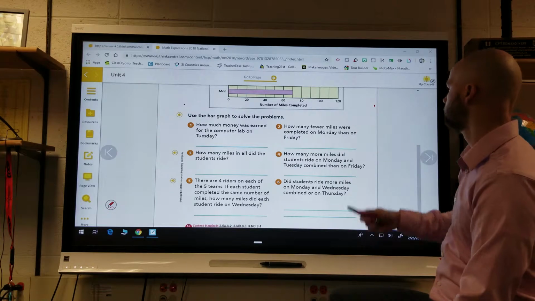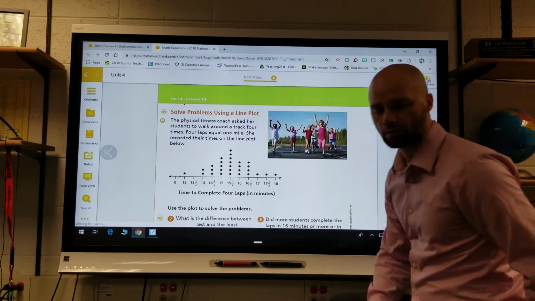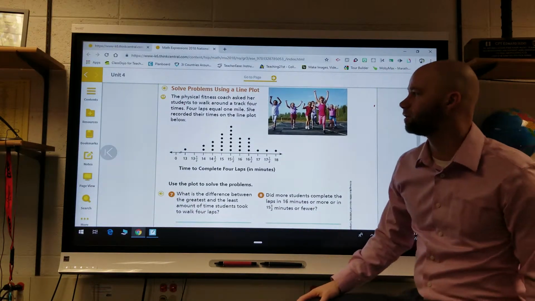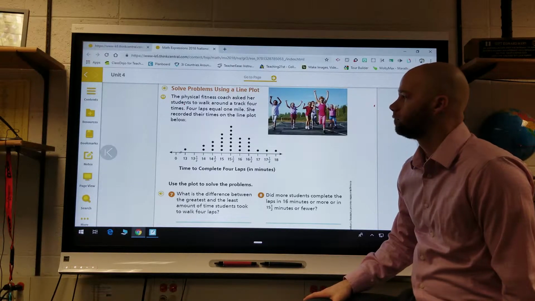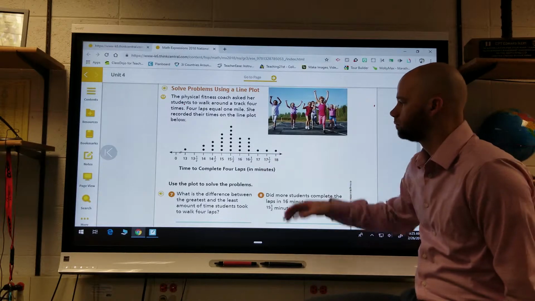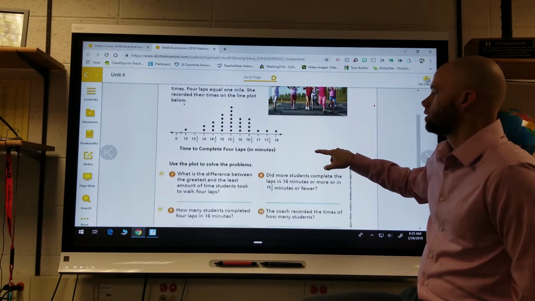All right, on to our frequency table now. Hopefully this one goes better than the first one. All right, so solve problems using a line plot. The physical fitness coach asked her students to walk around a track 4 times. 4 laps equals 1 mile. She recorded their times on the line plot below. Okay, so this is time completed in minutes. So use the plot to solve the problems.